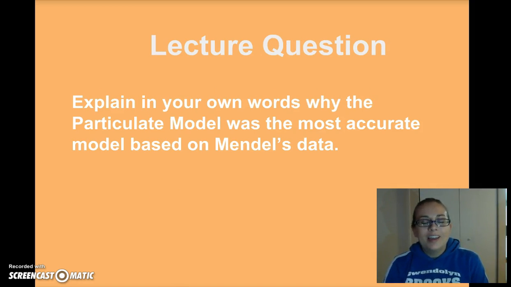All right, so that is the end of this first intro lecture into genetics. And so your lecture question for today is, please explain in your own words why the particulate model was the most accurate model based on Mendel's data.